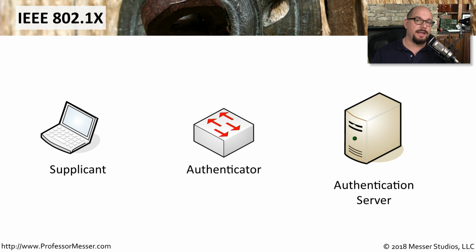There are usually 3 devices that are communicating with 802.1X. We have our workstation, which is called the supplicant. We have the switch or the wireless access point that we're communicating to, which is the authenticator. And then there may be a separate authentication server, or it may be built into the switch or the device that we're communicating with.